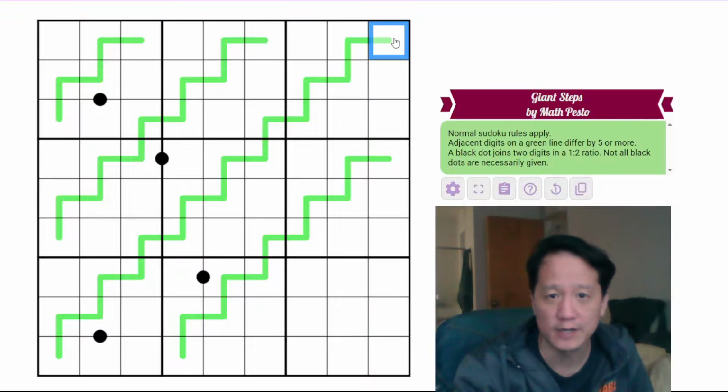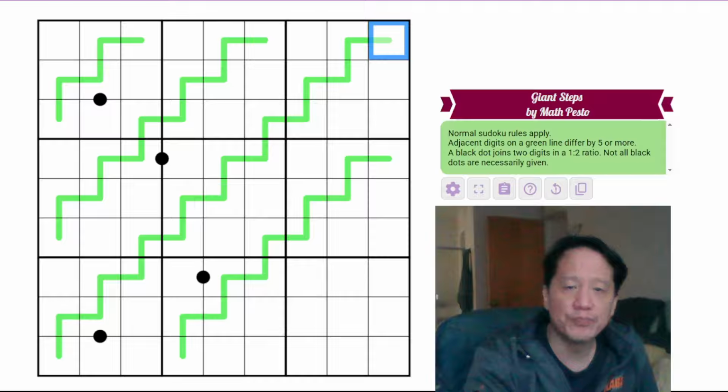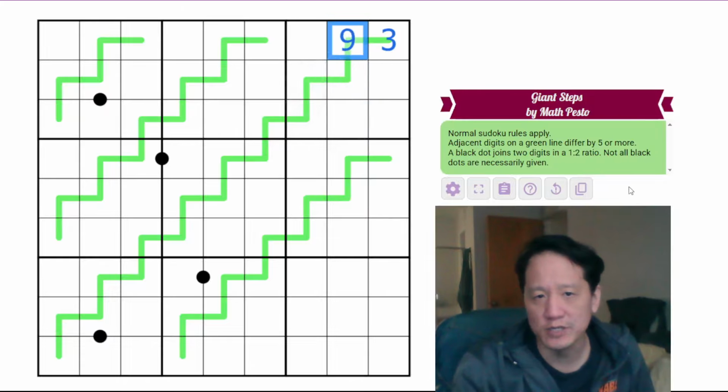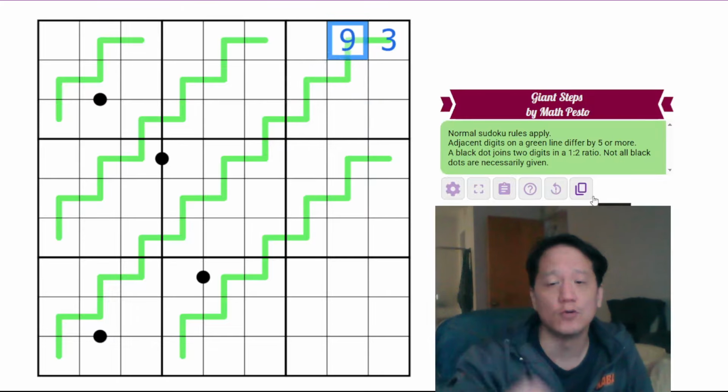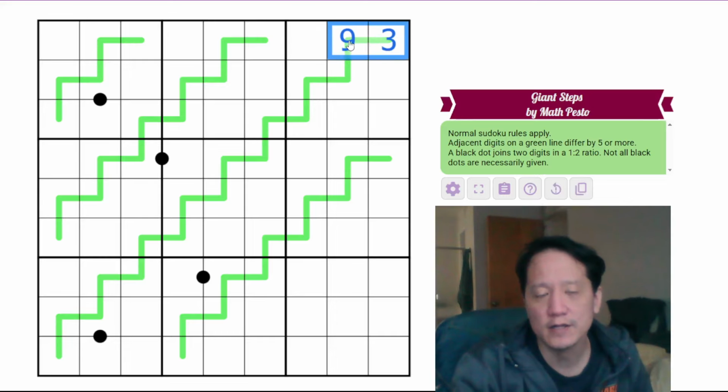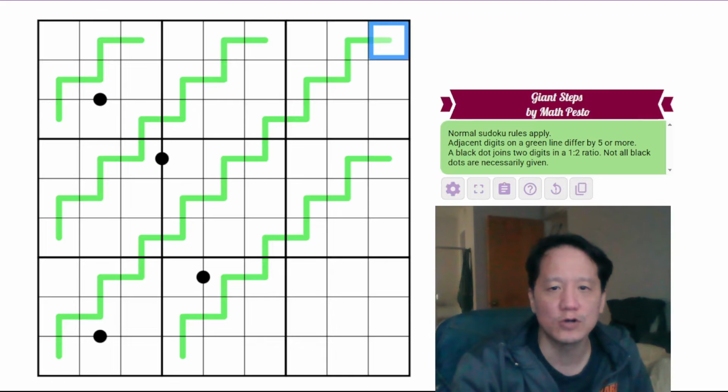So if there was a 3 here, then these digits would have to be 8 or 9, because the only digits which are 5 or more away from 3 are 8 and 9. So that's an example of how whisper 5 lines work.